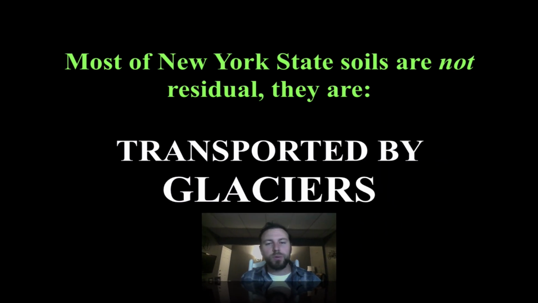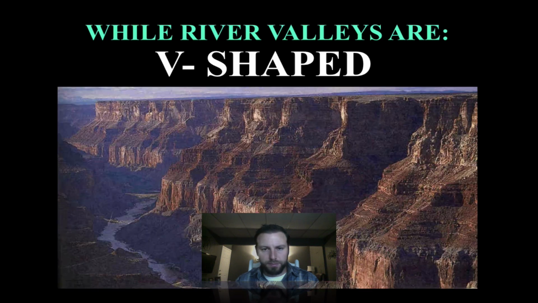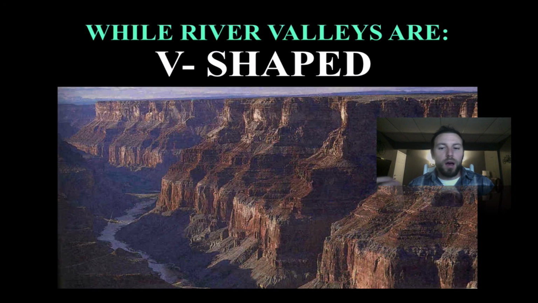Because of this glacier during the Wisconsin period that we're looking at, it moved all those sediments that were up in New York State and transported them down into the more southern parts of the state. So we see a lot of New York State soils, even some more towards upstate, that are all a result of glaciers and therefore transported sediment. On the flip side, we have our river valleys, and remember, these are all V-shaped valleys.